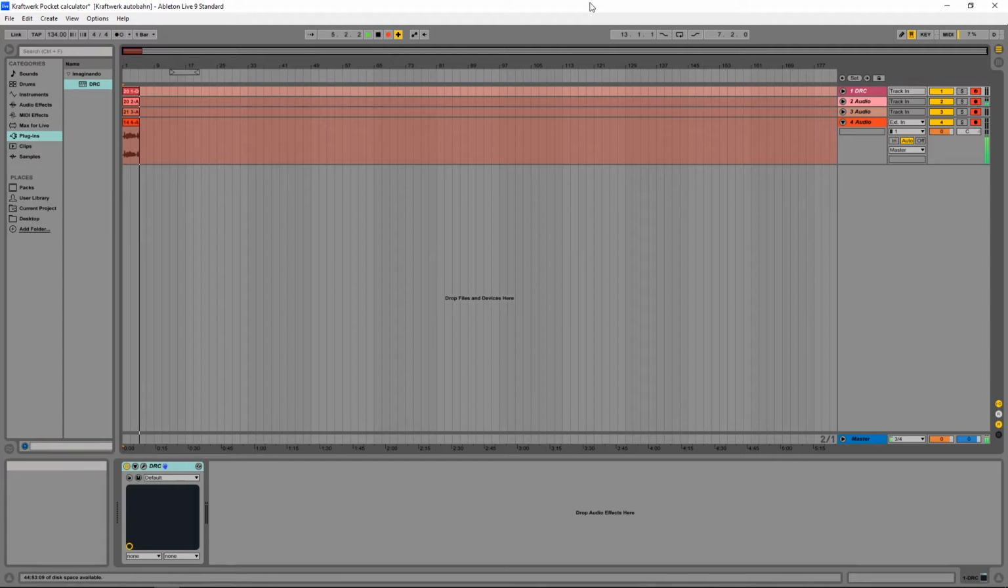Today, I'm going to show you how to make the sound from the beginning of the song Pocket Calculator made by the godfathers of electronic music, Kraftwerk. So, we're starting off with the default patch as usual.